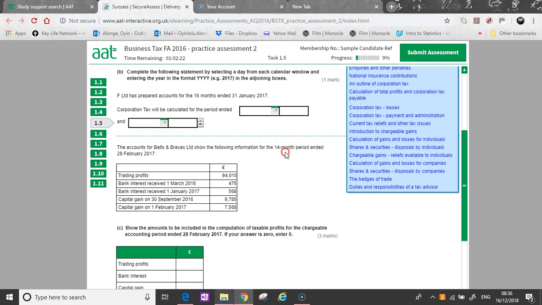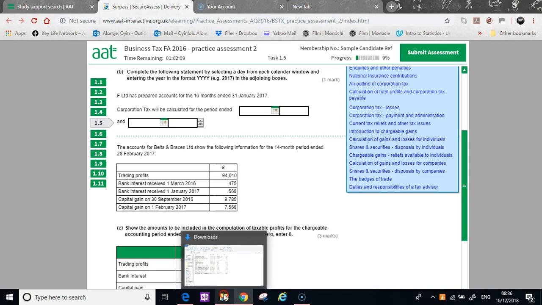There are 2 periods. There's a chargeable accounting period that ends on the 31st of December, and there's a chargeable accounting period that ends on the 28th of February. One is a 12-month period, and one is a 14-month period, right?